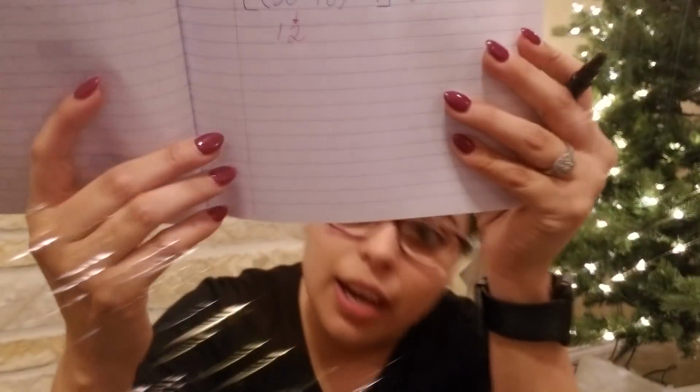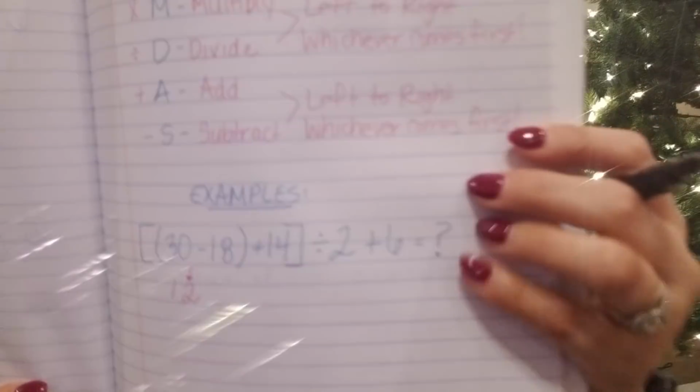You do one thing and then you drop the rest down. Because if you don't drop it down, you're going to forget to do it. So what do I mean by that? Well, outside of that 30 minus 18, we have all that other stuff that needs to come down. So let me show you how that is going to look.